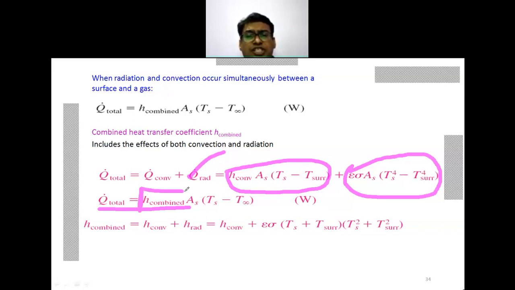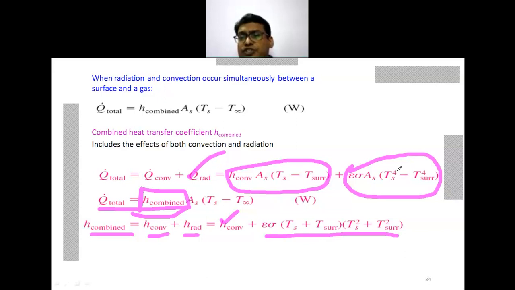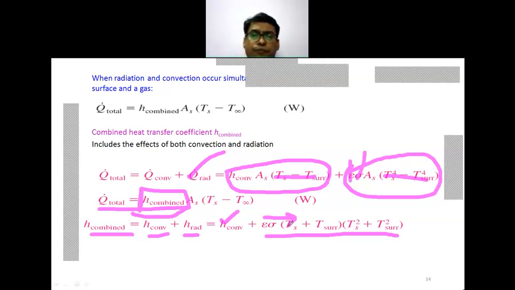So Q total will be the combination of h combined, where h combined incorporates h convection plus h radiation. H convection will be as it is, and h radiation will accommodate this Ts raised to 4 term, Ts minus T surrounding, and the epsilon and sigma terms. All are there in terms of an h radiation, the heat transfer coefficient because of the radiation.